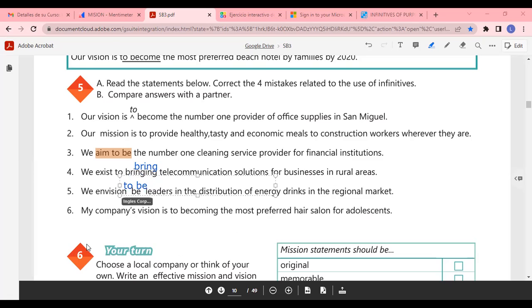Number six, can you help me to read, please? Maria Jamilet. Rodrigo, you want to help? Next one, mister. My company's vision is to becoming the most preferred hair salon for adolescents. Becoming is correct? To become, exactly. No puede ser así, vea. Very good, thank you. Okay, so that's perfect.